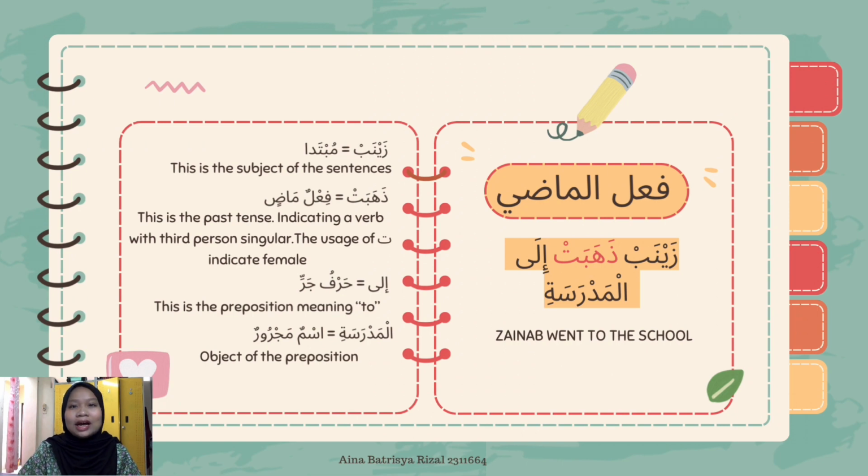Zainab zahabat ila al-madrasati. Zainab went to the school. Zainab is a mubtada, which is the subject of the sentence. Zahabat is fi'al madi, as I have stated before. Fi'al madi is a past tense verb. As Zainab is a hiya, this refers to third person singular, and using ta at the end of zahaba means it is for a female. Ila is a preposition which means to, and al-madrasati is isim majrur, which is the object of the preposition.